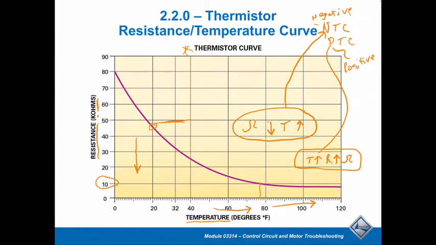So bottom line, what do I do with that? What I have to know is to recognize that thermistors do degrade over time, and the resistance will change. So if I have the ability to check a thermistor, I'm going to have to check the resistance of the circuit, of the sensor.